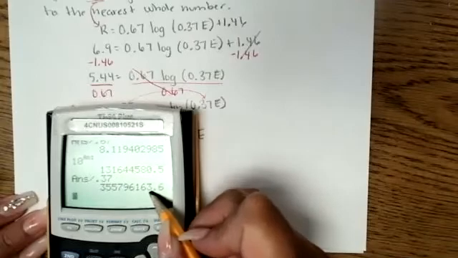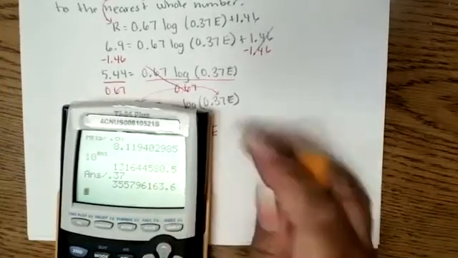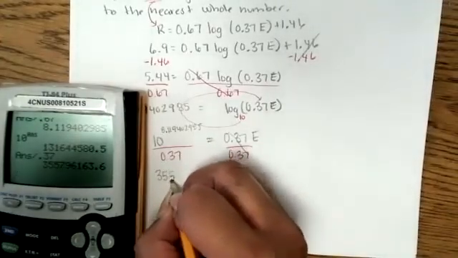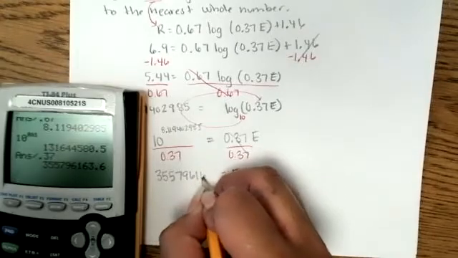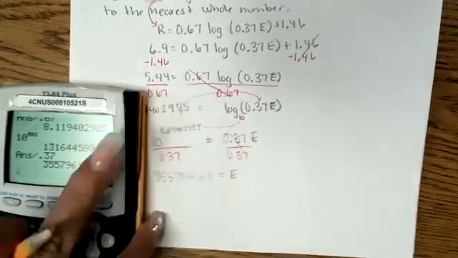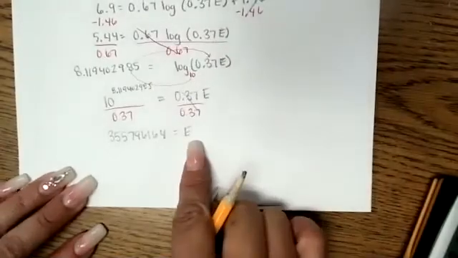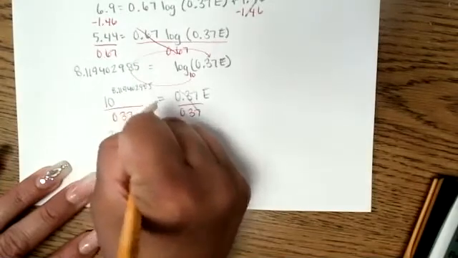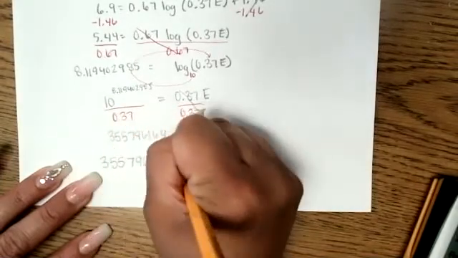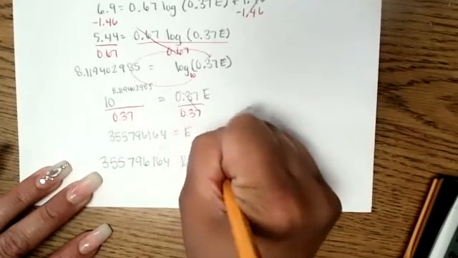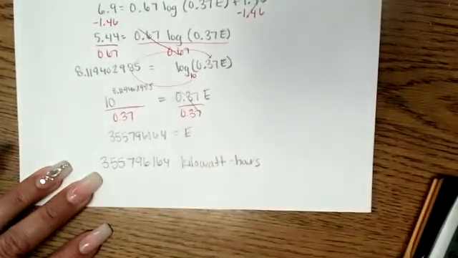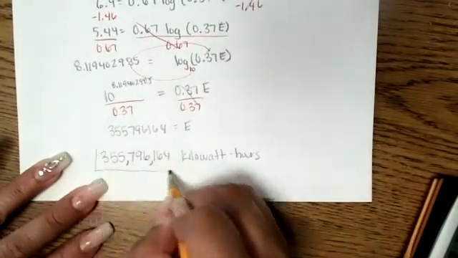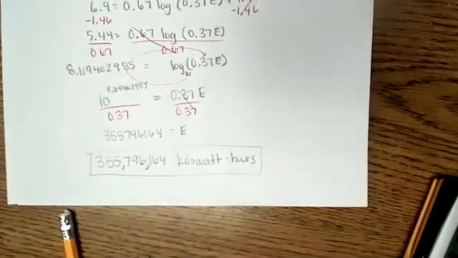So that 6 is going to make that round up to a 4. So I'm left with 355,796,164. Now, what are the units? It's going to be kilowatt hours. I'm going to put a comma after every third digit. And that concludes our notes.